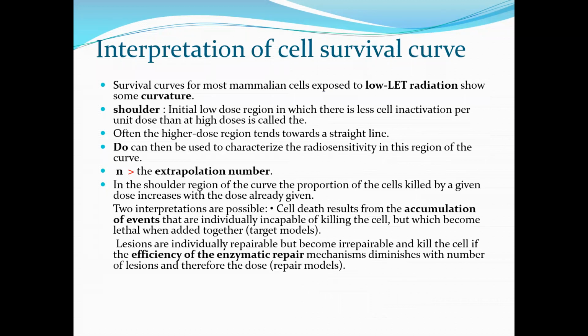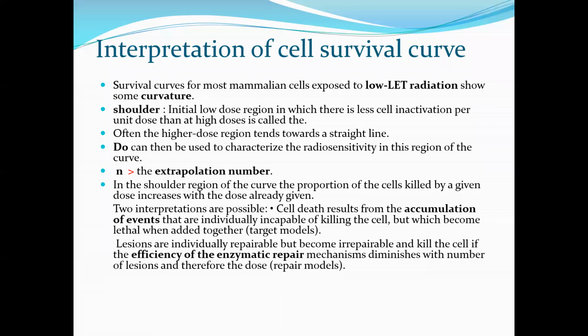Interpretation of a cell survival curve. Cell survival curves for most mammalian cells exposed to low LET radiation show some curvature. Shoulder is the initial low dose region in which there is less cell inactivation per unit dose than at high doses. Often the higher dose region tends towards a straight line. D0 can then be used to characterize the radiosensitivity in this region of the curve.